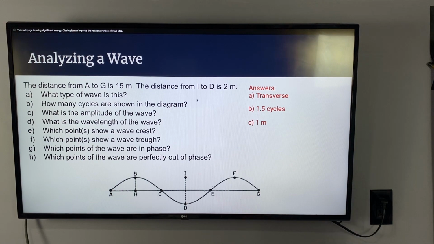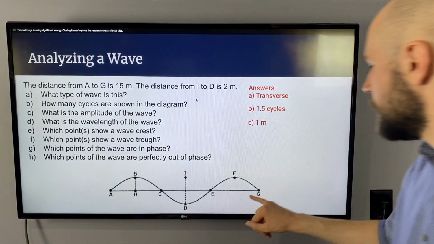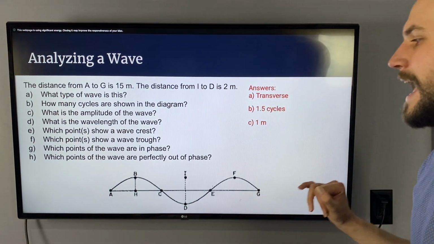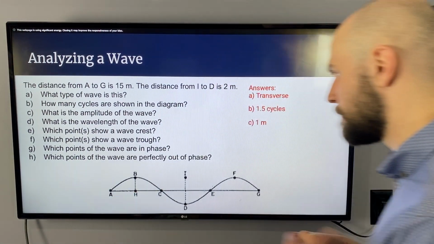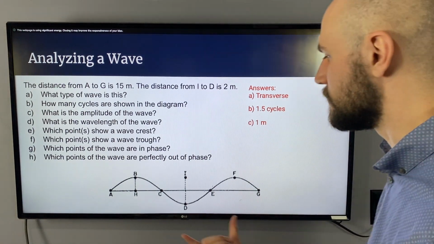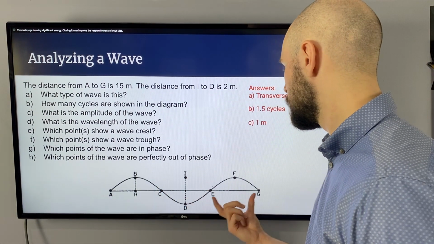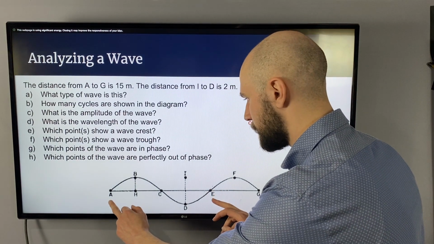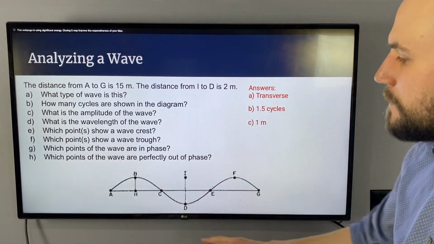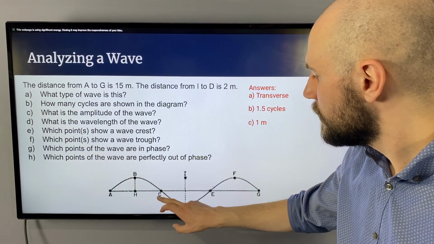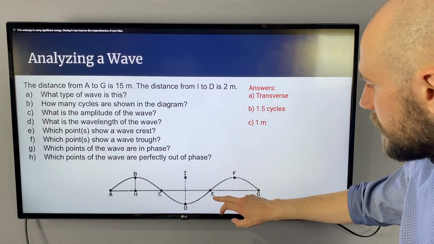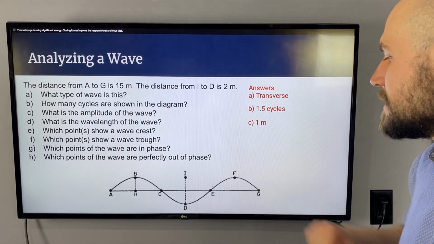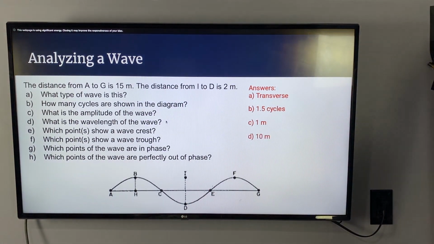Well, they said that the distance between A and G, here to here, is 15 meters. And we also know that this is 1.5 wave cycles going from A to G. Well, if it's 1.5 wave cycles, that means that the wavelength is going to be from A to E, like I said. So if this is 15 meters, that means A to C is 5, C to E is 5, and E to G is 5. So one complete wavelength has to be 10 meters.